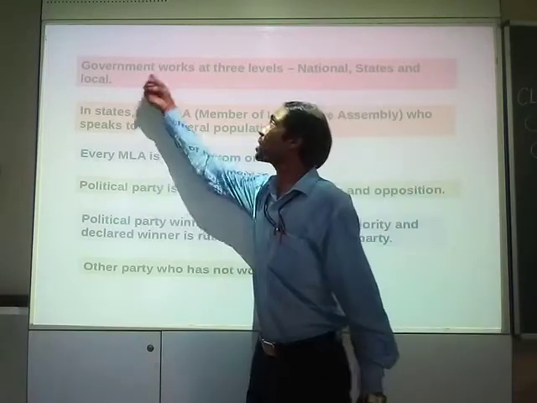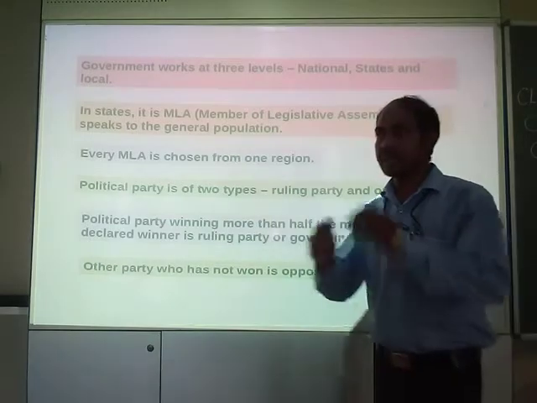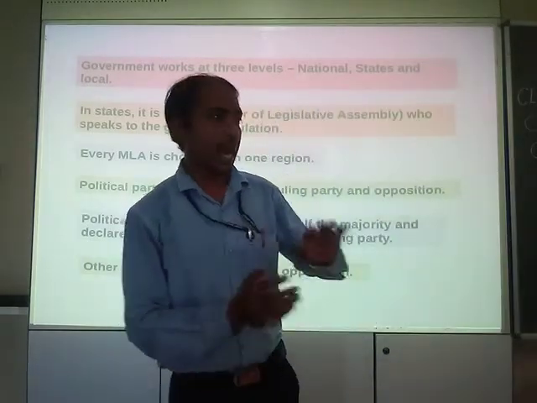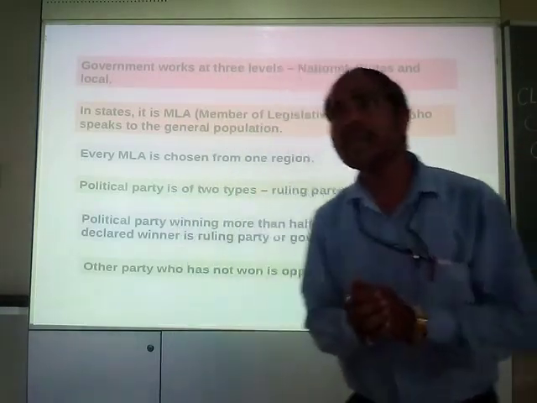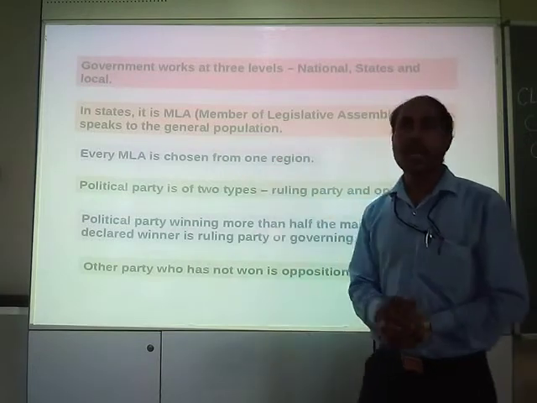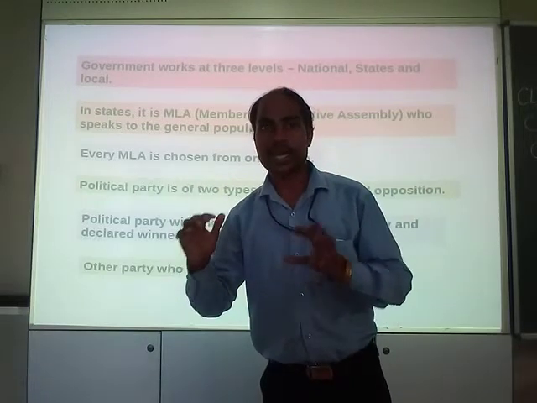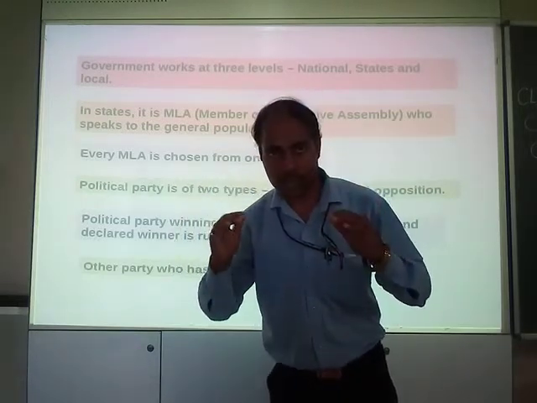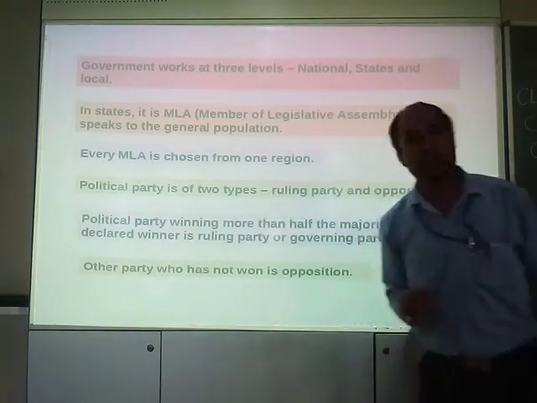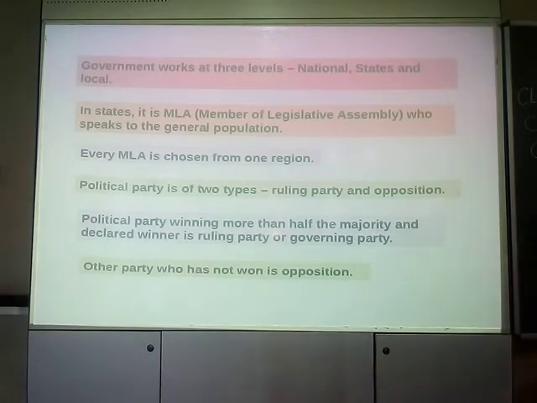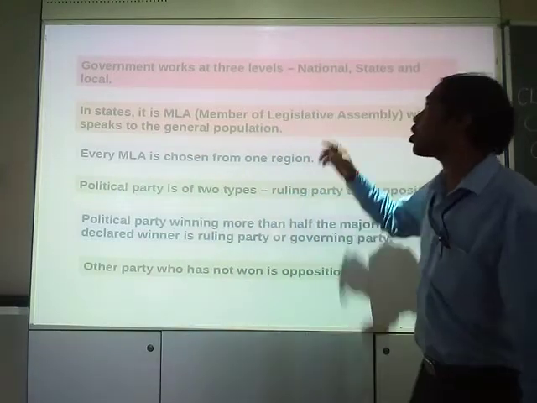So government works at how many levels? At 3 levels. At the national level, that is the central level, at the state level, and at the local level. Local level means at the district level, at the panchayat level, at the village level, at the community level. All these are local levels. Clear?